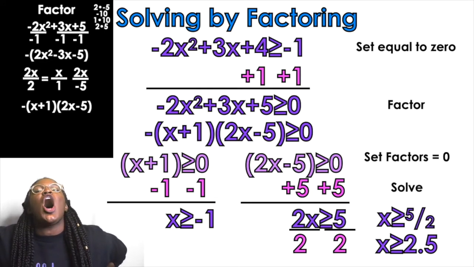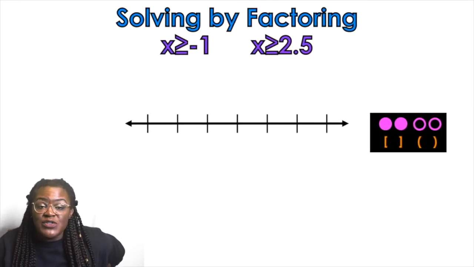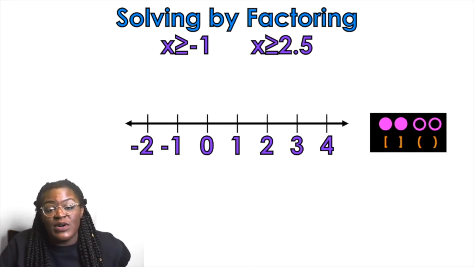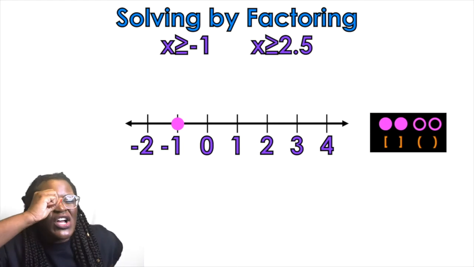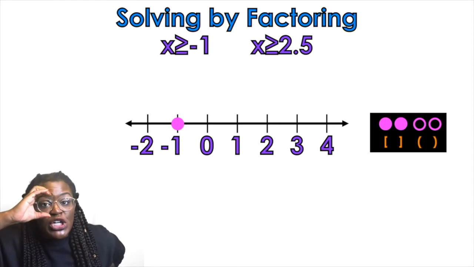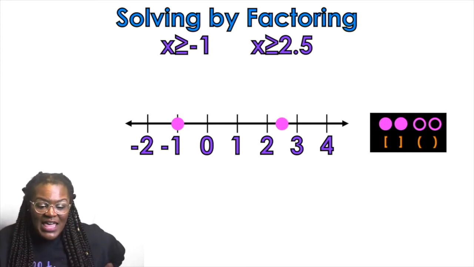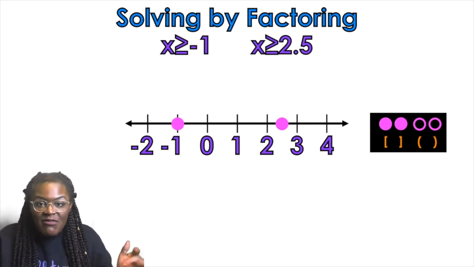So come with me on a journey, okay? My two solutions were x is greater than or equal to negative 1 and then x is greater than or equal to 2.5. Notice I put the smaller one first and the bigger one second. On my little number line, I use numbers negative 2 to positive 4 because I knew that negative 1 and 2.5 would fit on that line. So I'm going to graph negative 1. Closed circle. Why did I use a closed circle and not an open circle? Because this is inequalities, people. Okay? And then I graph 2.5. 2.5 belongs between 2 and 3. So right in the middle, 2.5.